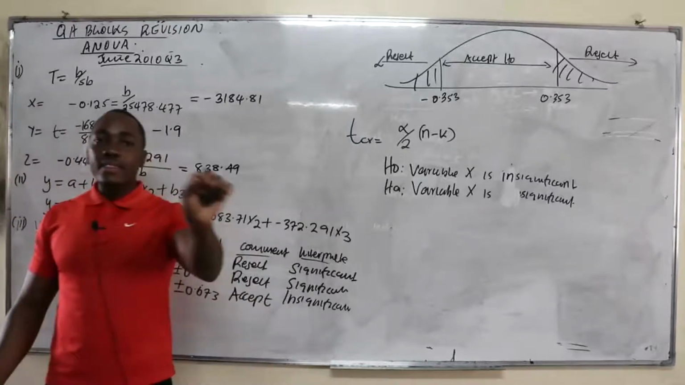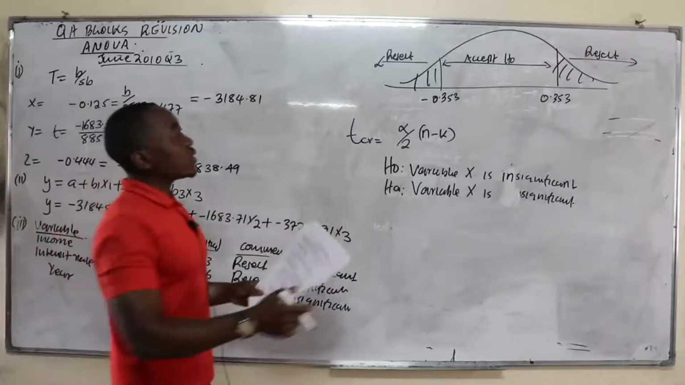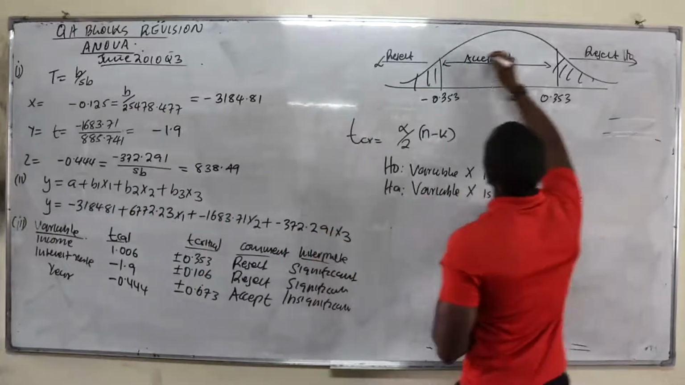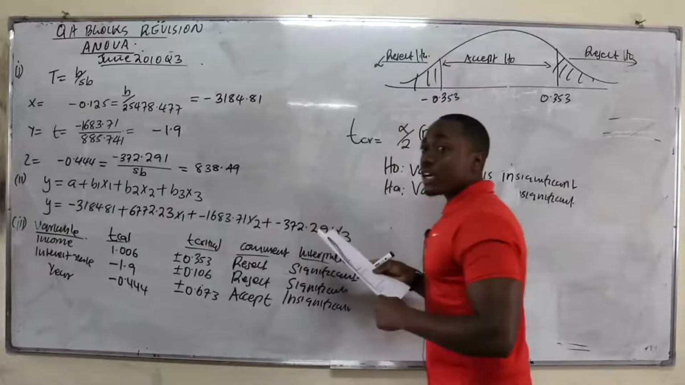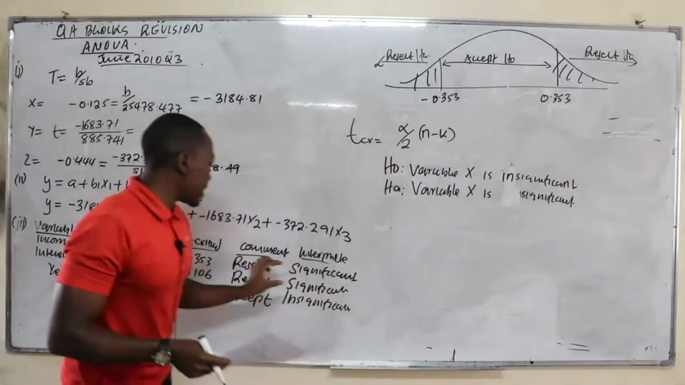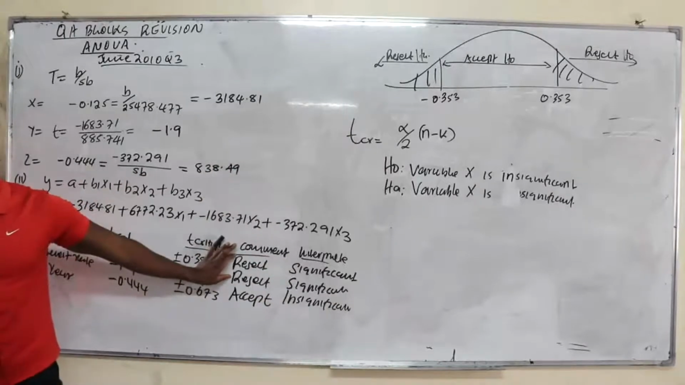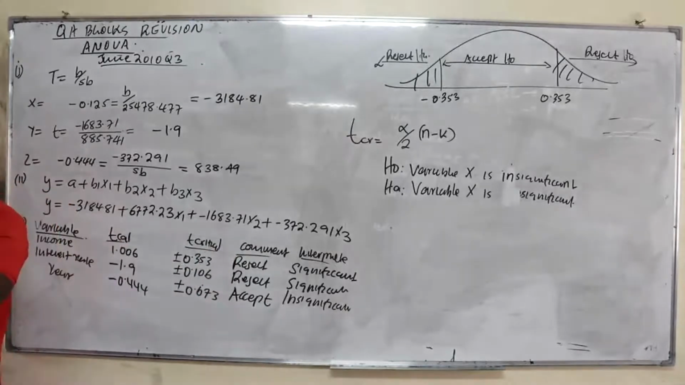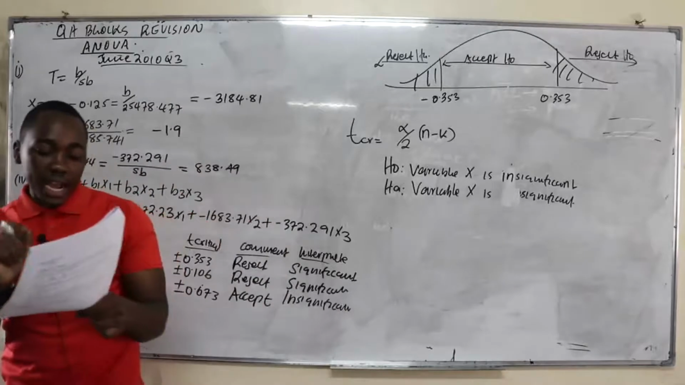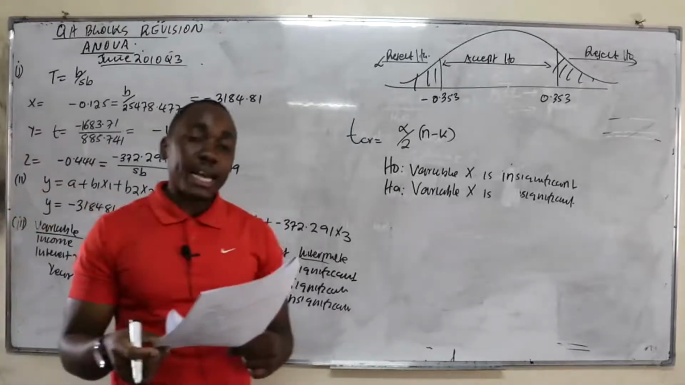If you reject the null hypothesis, what does it mean? This is when you accept the null hypothesis. Are we together? If you reject the null hypothesis, that means you accept the alternate hypothesis. And what does the alternate hypothesis state? That X is a significant determinant of Y. Just read what we have there. Okay. And then I have shown you how to get the T critical. T critical, you take alpha over 2, n minus k.